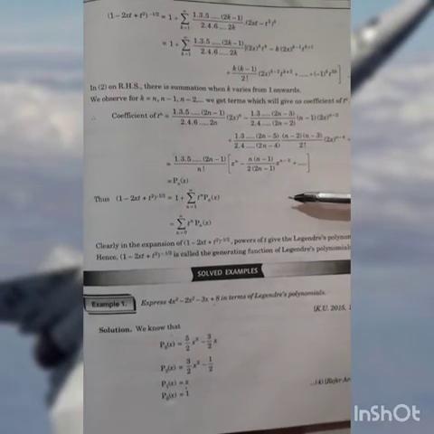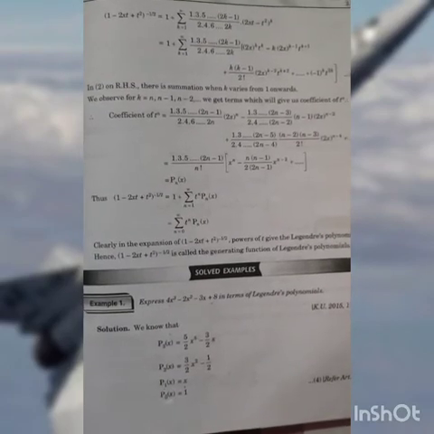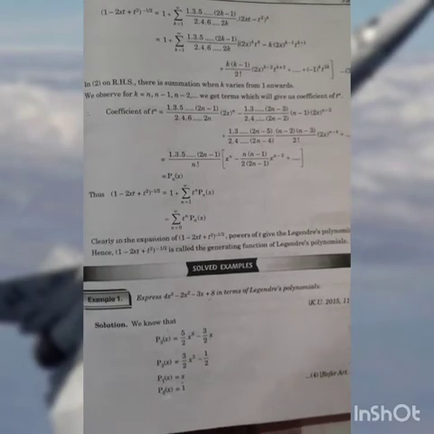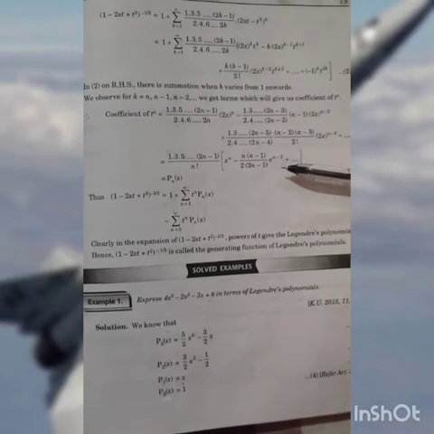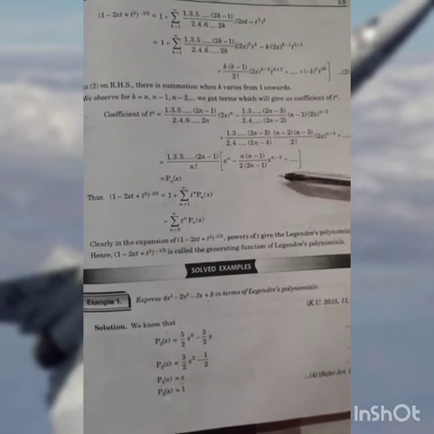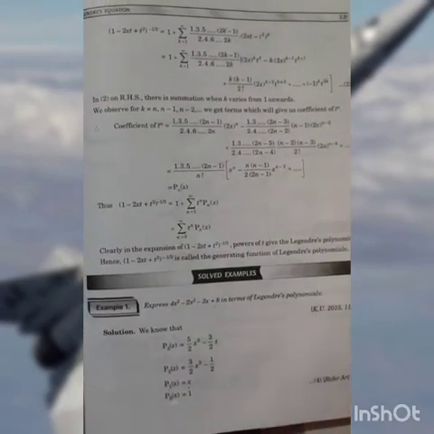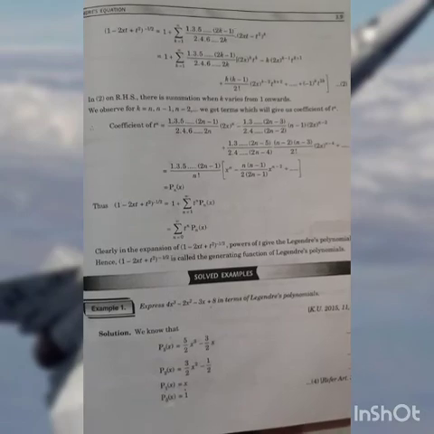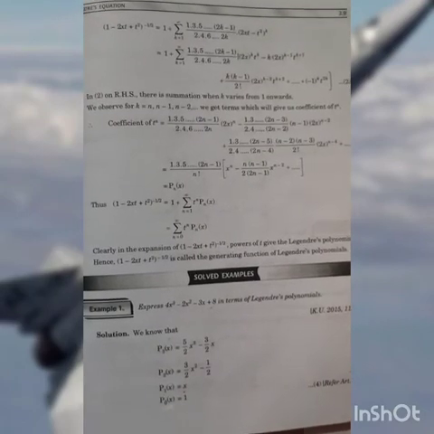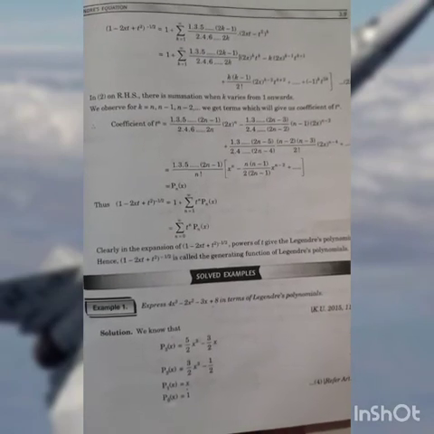Now we discussed this earlier. When we generated the Legendre polynomial with the help of the Rodrigues formula, the result was also the same. So we can say that this is the Legendre polynomial. And what is the value of this? This is the coefficient of t raised to the power n. So the coefficient of t raised to the power n of this function gives the polynomial of the Legendre equation, that is, the Legendre polynomial.